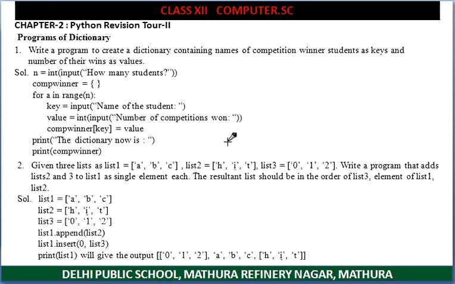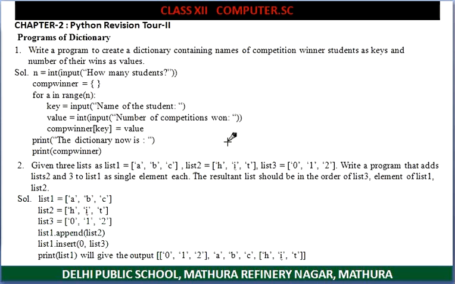Now program of dictionary. Write a program to create a dictionary containing names of competition winner students as keys and number of their wins as values. So solution. First we read the number of students with the help of variable n. Then create an empty dictionary: competition winner is equal to curly braces. For a in range 0 to n, means less than n, key is equal to input, name of the student.